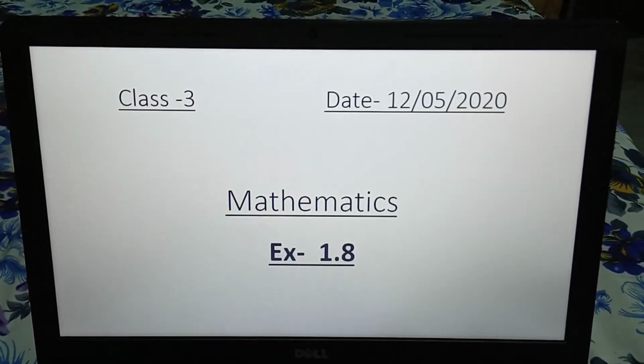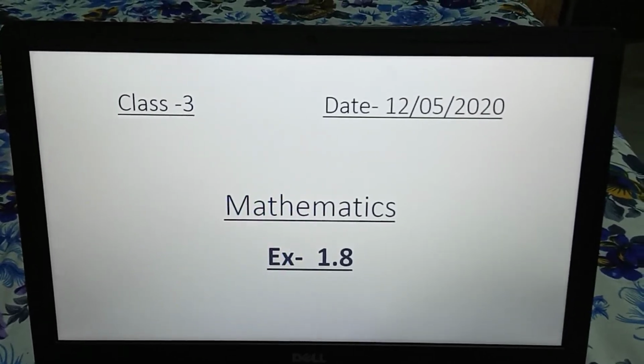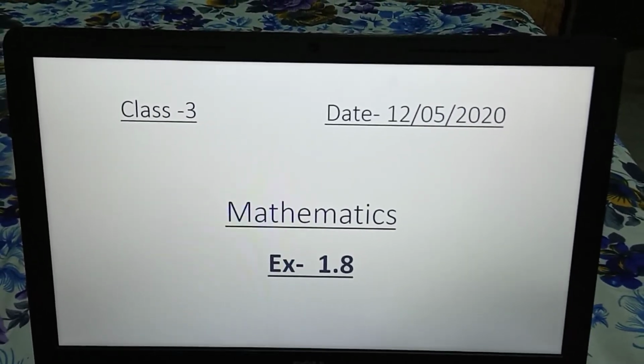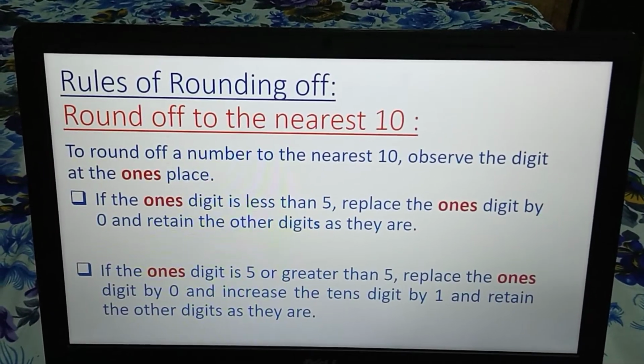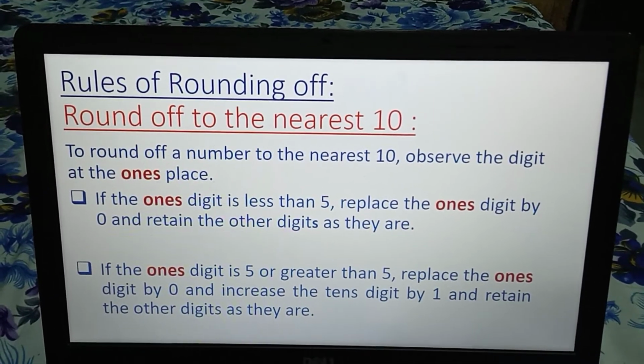In our last class, children, we have done rounding off numbers to the nearest 10. There were some rules. Now let's revise. Round off to the nearest 10.